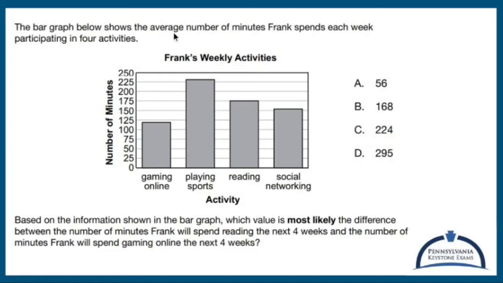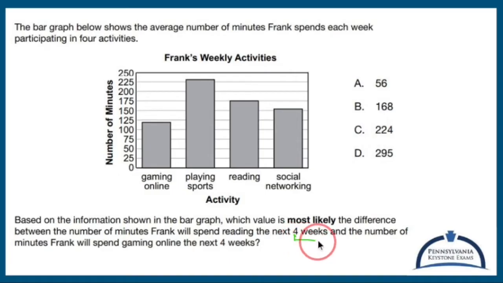The bar graph below shows the average number of minutes Frank spends each week participating in 4 activities. All right, let's see what Frank's into. Frank likes to play games online. He likes to play sports. He likes to read. And he likes to social network, like TikTok. Based on the information shown in the bar graph, which value is most likely the difference between the number of minutes Frank will spend reading in the next 4 weeks and the number of minutes Frank will spend gaming online in the next 4 weeks? All right, so there's a little bit of trickery here.